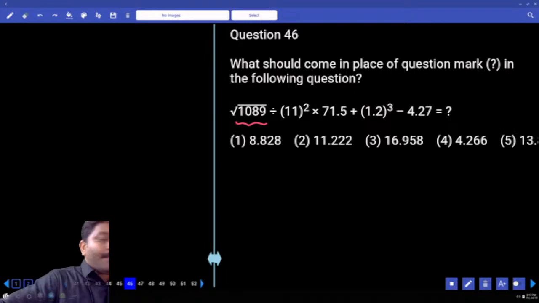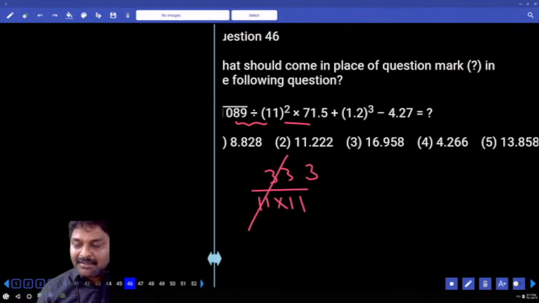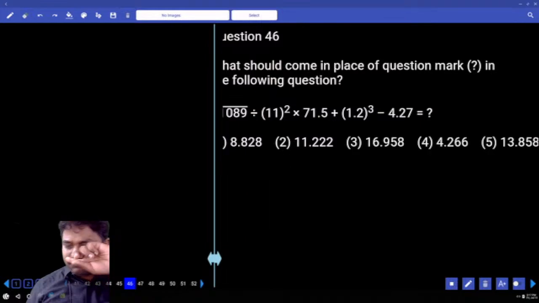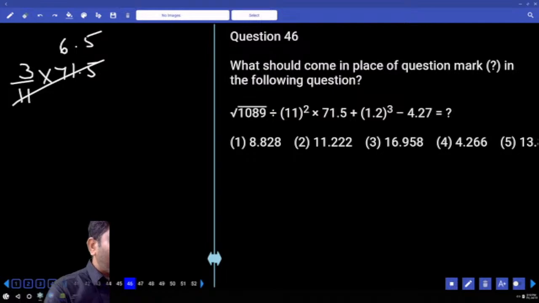1089. 30 divided by 11 into line I can write. 33 divided by 11 square. How much is that? 3 by 11 into 6 times 0.5 times 3, 6.5 times, 19.5. When you look at your options, every option is having 3 digits after decimal. So I am writing like this. Do you have any problem?